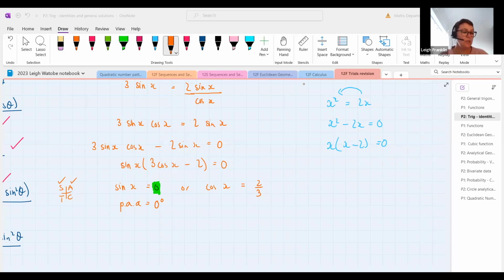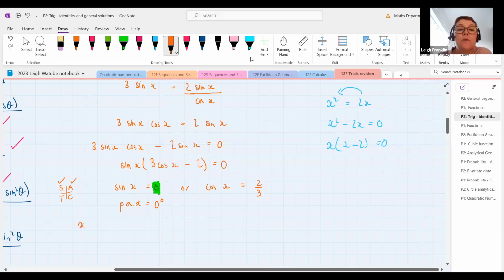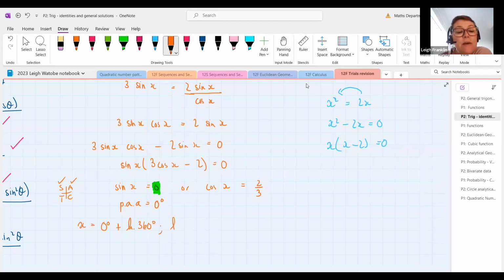Okay, so shift sine. In quadrant number 1, our angle x, no problem, would be equal to 0 degrees. We don't have to write the 0 degrees, incidentally, when your PAA is 0 degrees, but I'm just putting it in anyway, plus k times 360, k is an element of the integers. So that would be our general solution arising from the first quadrant.